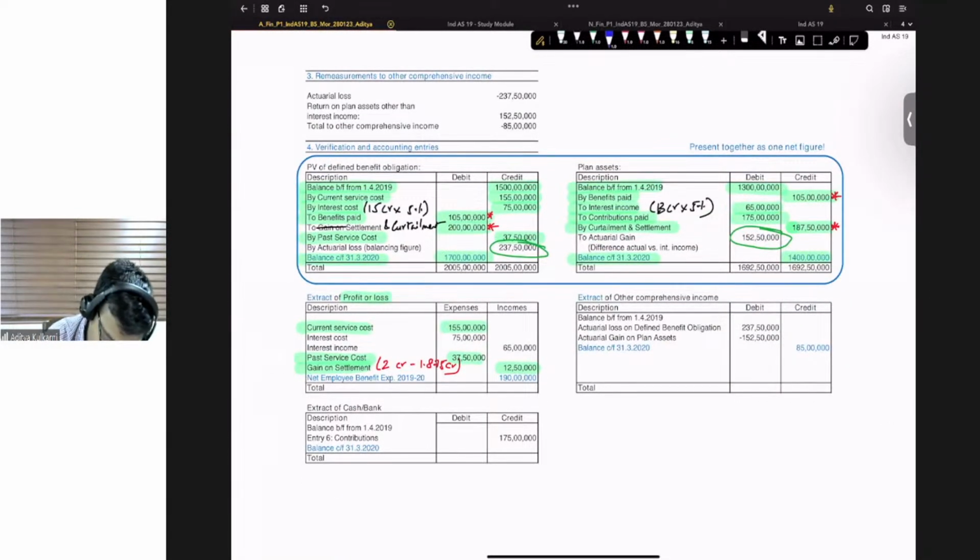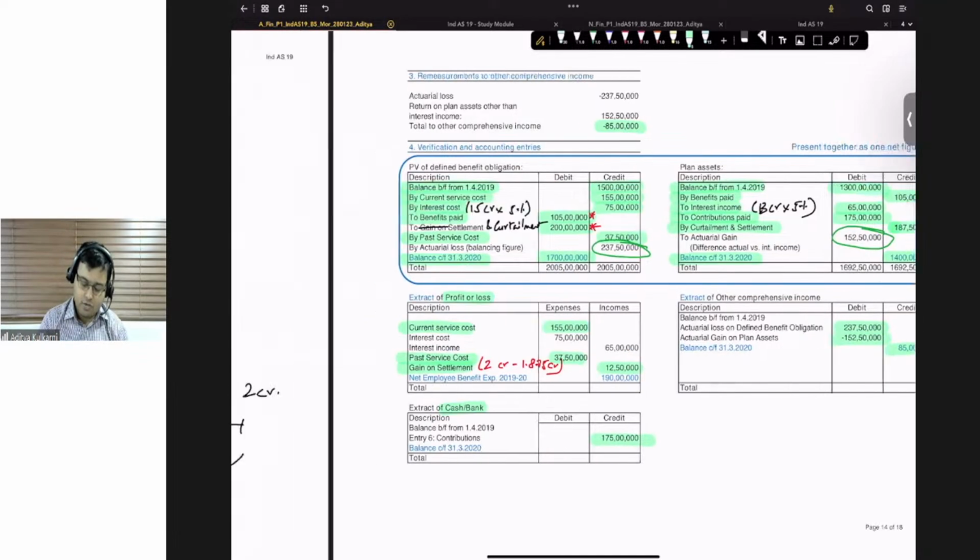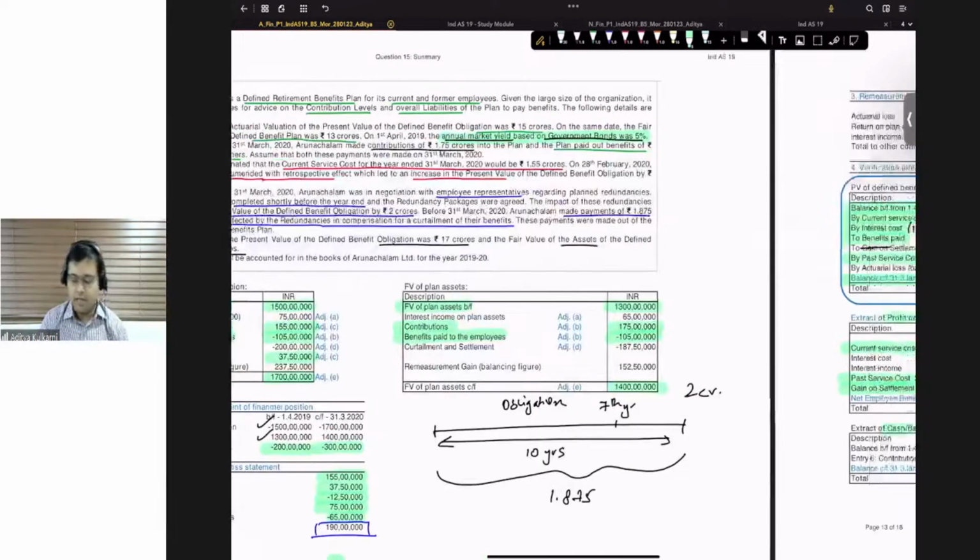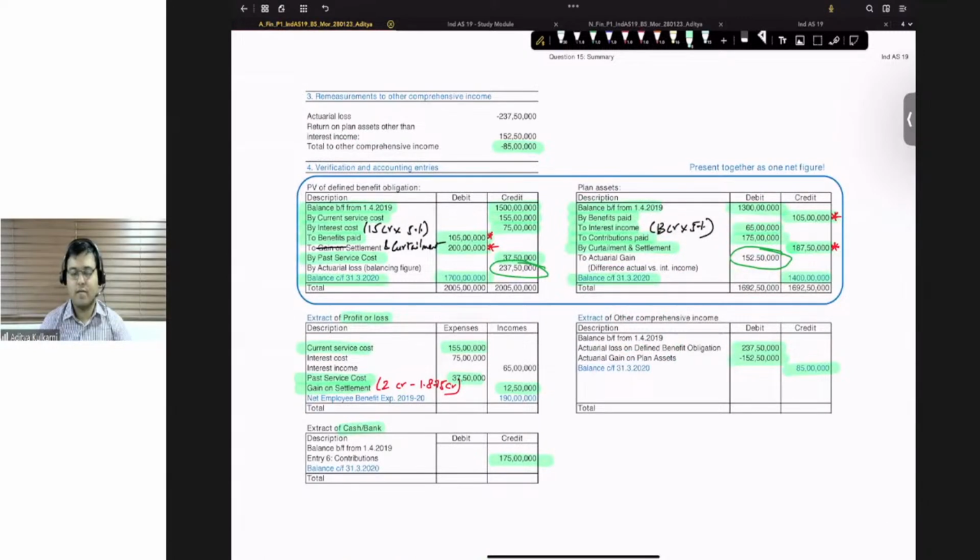If I have to look at my other comprehensive income, 2 crore 37 lakh 50,000 minus 1 crore 52 lakh 50,000, there is a net impact of 85 lakhs. Is it okay? Yes. And if I look at the cash bank extract, I have made a contribution of 1 crore 75 lakh. So that will come as a contribution.